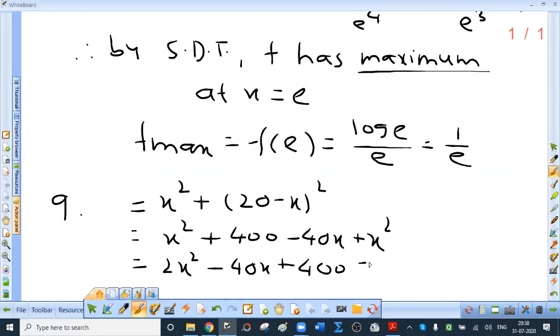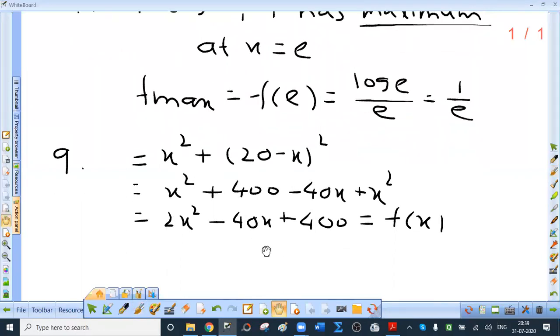So this is the word problem. In this case also, we find the function to be examined for maximum or minimum value. So after writing that, say let that function be f of x. That is, earlier this sum would have been asked as: examine the function f of x equal to 2x square minus 40x plus 400 for extreme value. When it is a word problem, we converted that into functional form. Okay, so the next part is similar.